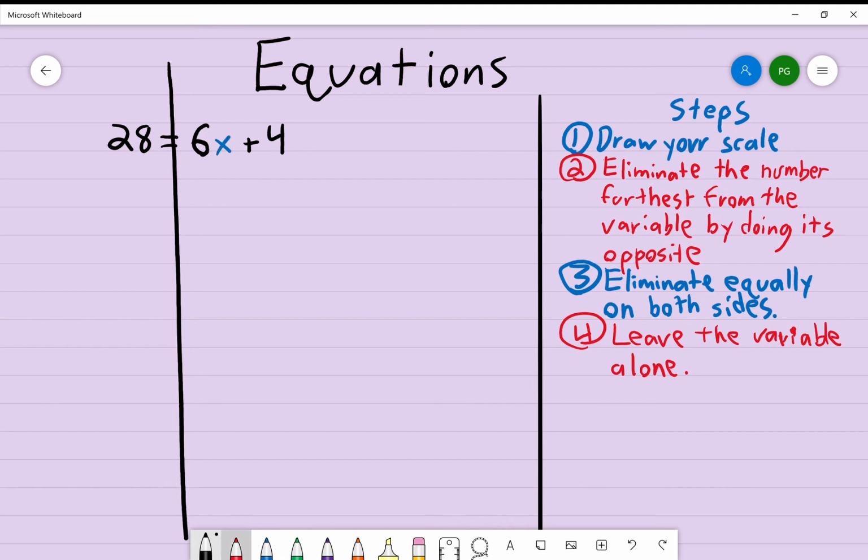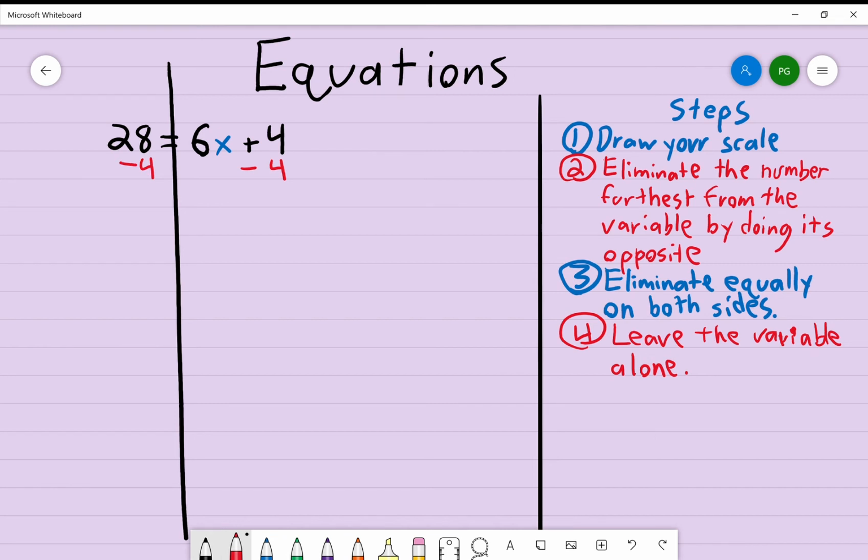Well, which number is furthest away from the variable on the side that it's on? Is the 6 or the 4 furthest away from the variable? That's right, it's the 4. So what's the opposite of plus 4? Minus 4. Now remember, step 3, we need to eliminate equally on both sides. So if you are subtracting by 4 on this side, you need to do it on this side as well. So let's go ahead and add a minus 4 over there.